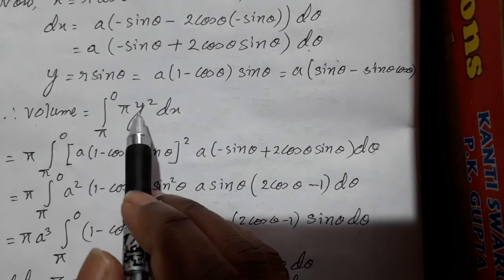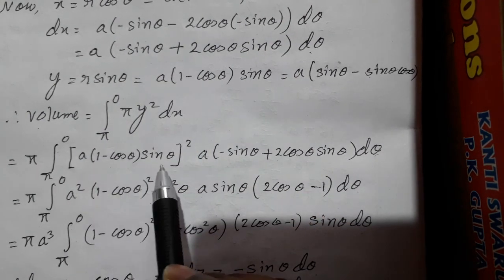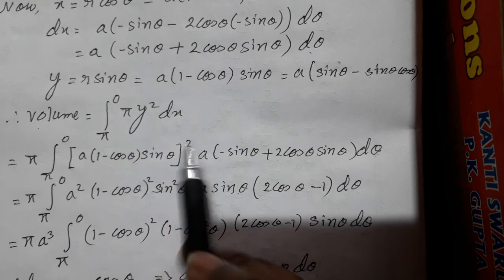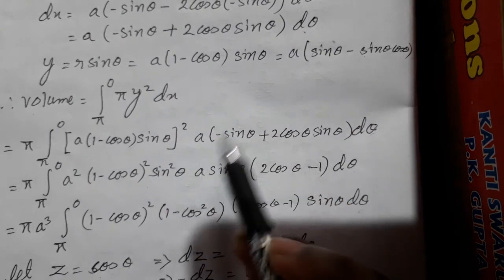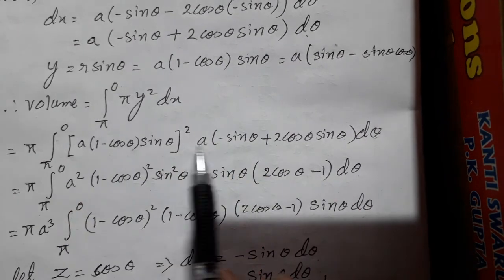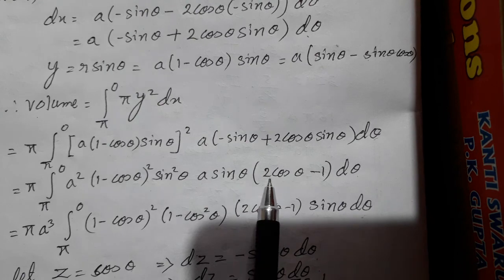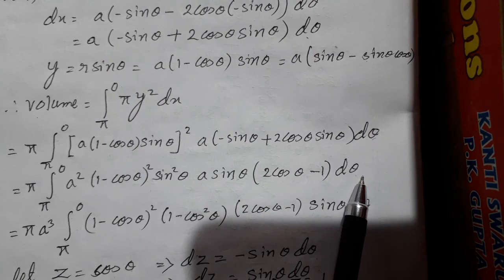Pi is constant. We put the value of y, so y is this. You put here a(1 minus cos theta) sin theta, whole thing squared. Now for dx, we have this, so let us put this value here. From here we can take sine common, so we get a sin theta (2 cos theta minus 1) d theta.